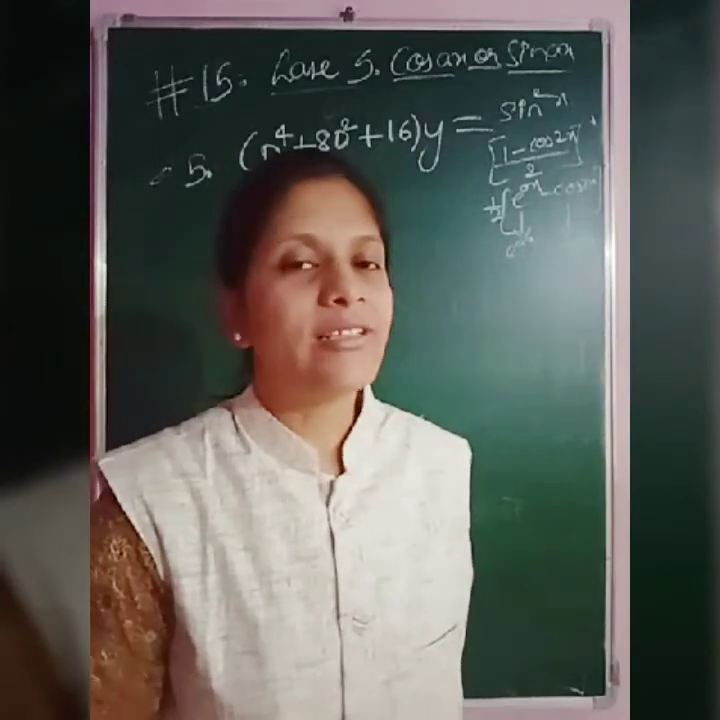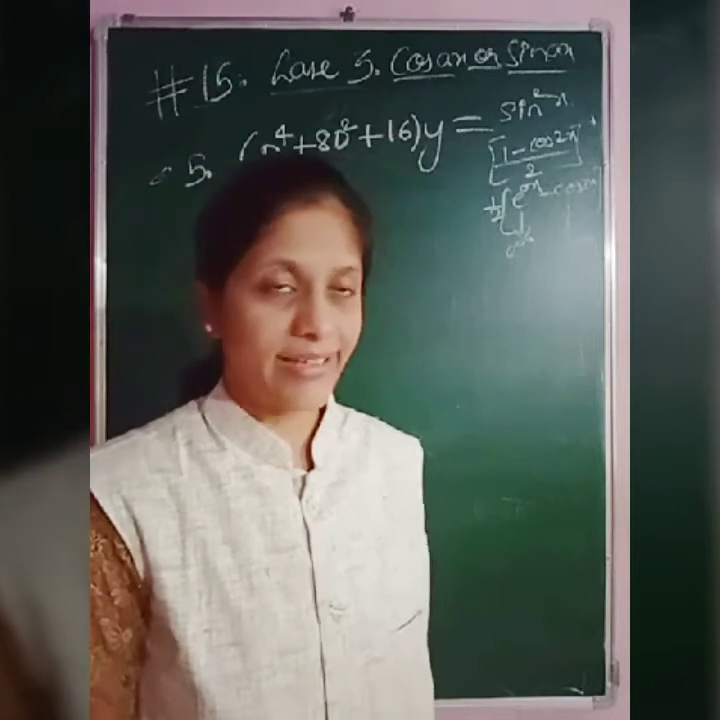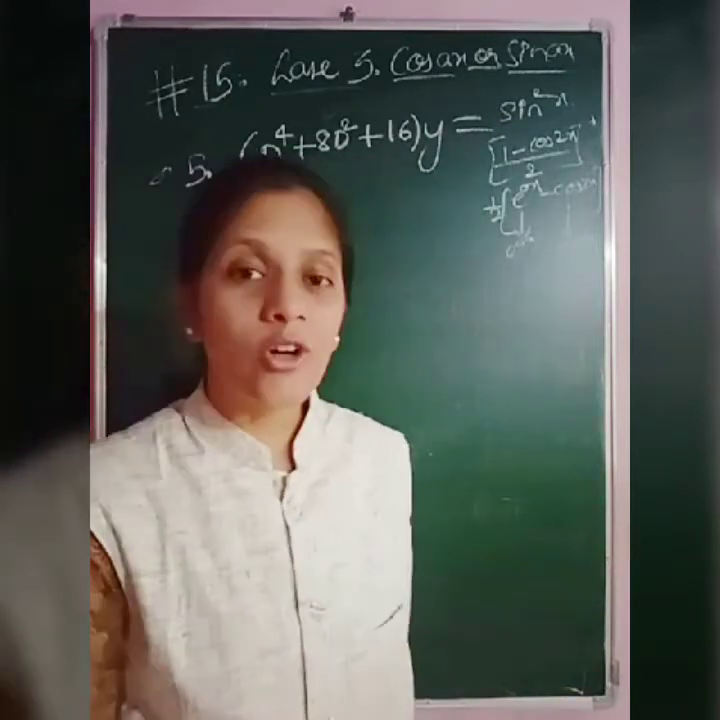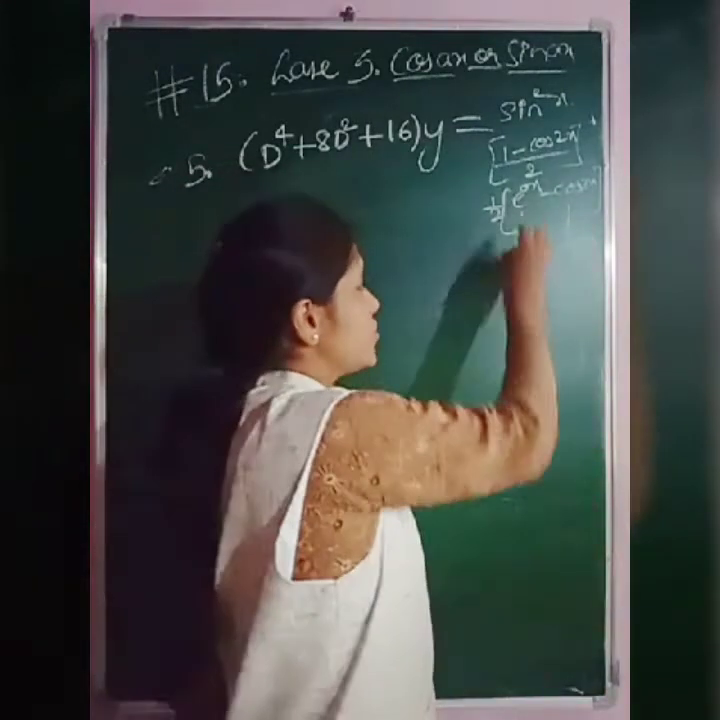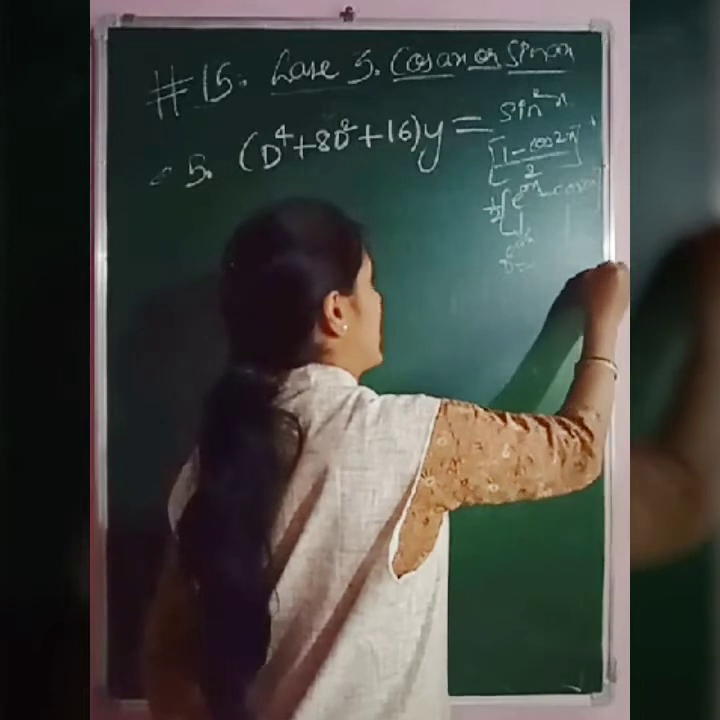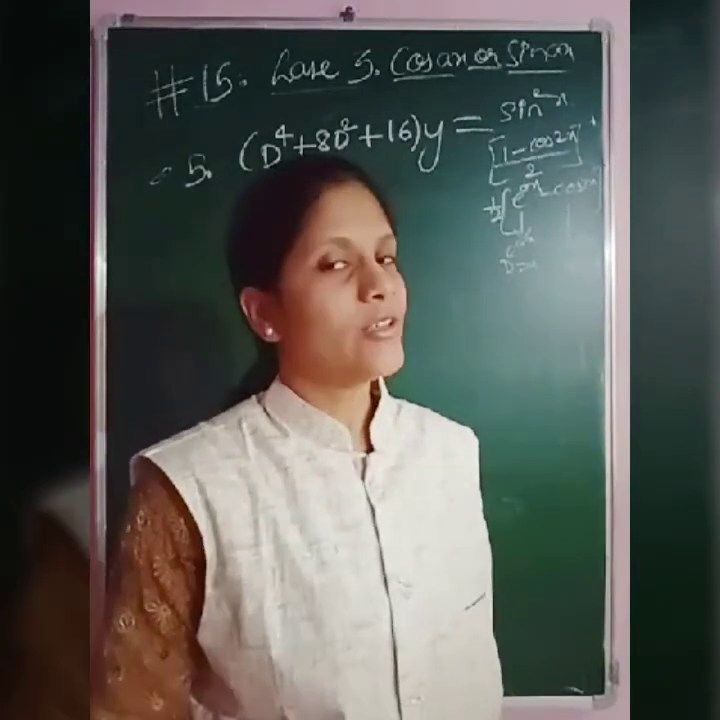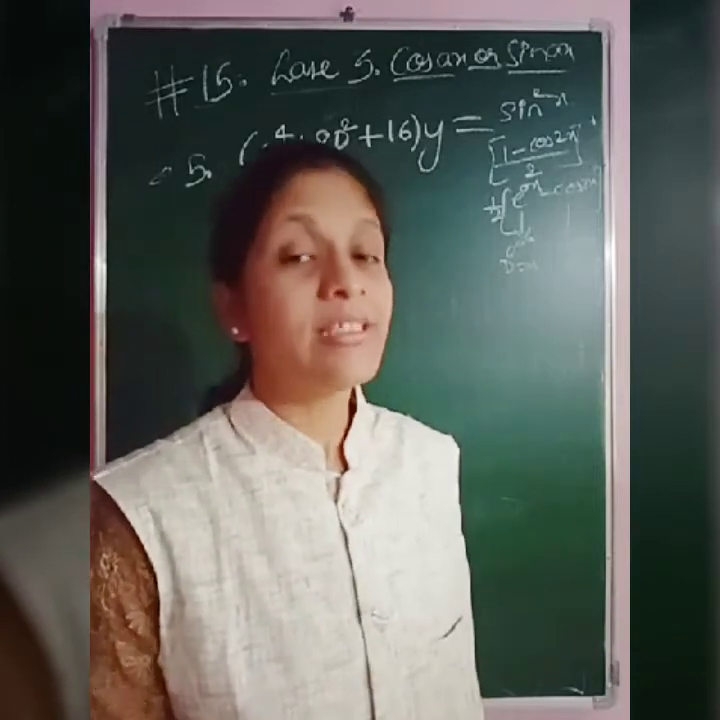So far we have learned case 1 e raised to ax, case 2 cos x or sin x. So here this is combination of case 2 and case 3. This is case 2, D equal to a. Here D square equal to minus a square, right? So already we are aware with this. So now let us start solving for this.